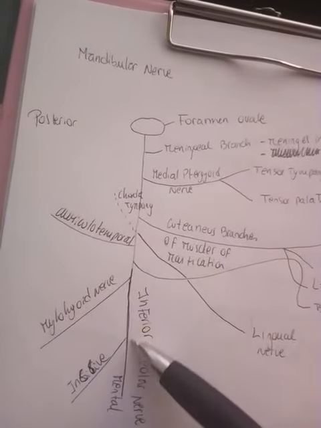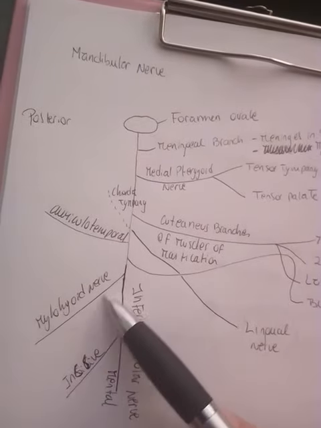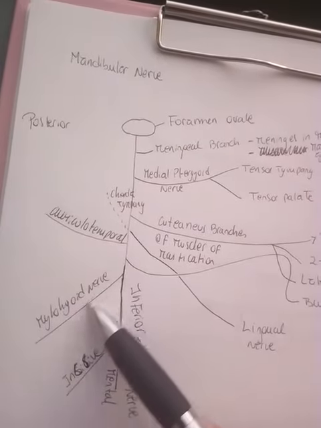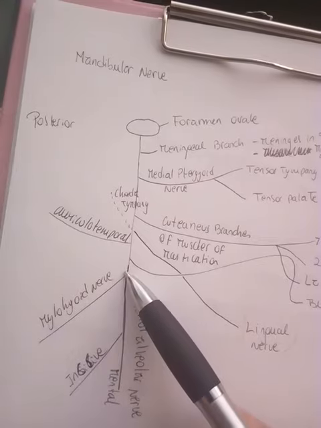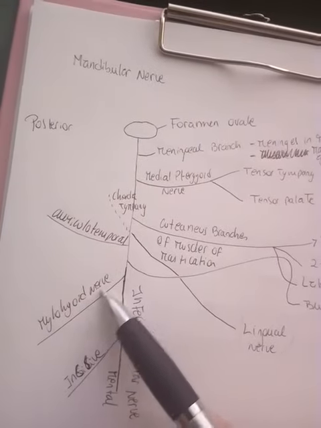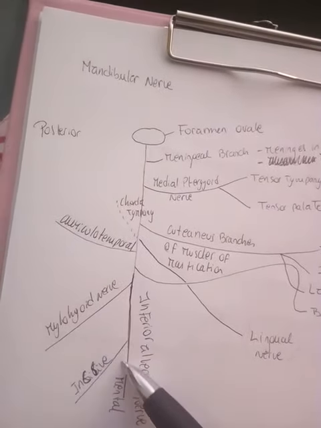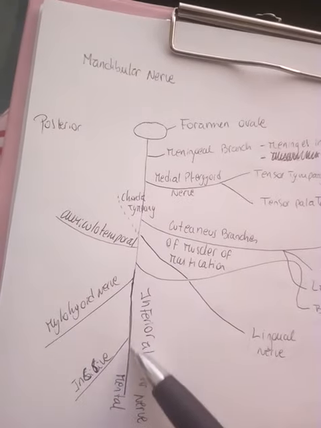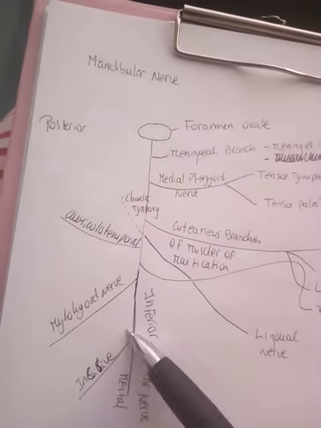Then the inferior alveolar nerve will give a branch to the mylohyoid nerve. Mylohyoid nerve is motor to the mylohyoid muscle and the anterior belly of the digastric. And then the sensory part of the inferior alveolar nerve will be the incisive nerve and the mental nerve.